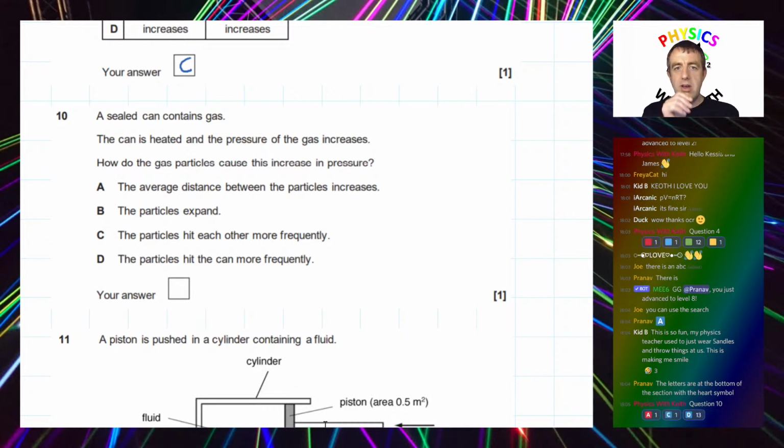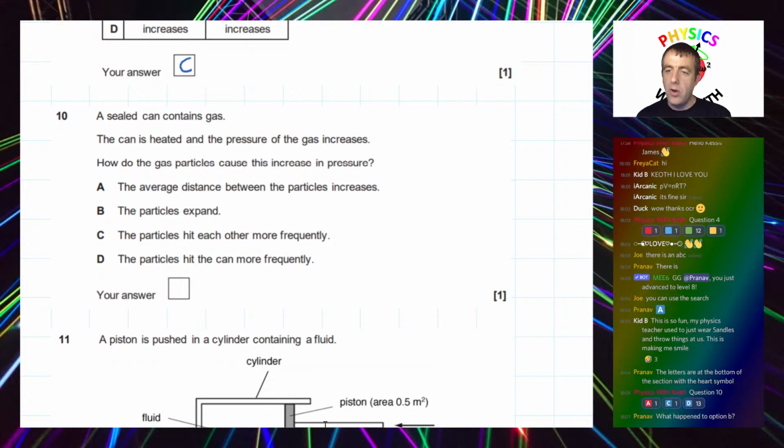But what we're talking about here is a sealed can. So this is a can that we're going to assume can't change its dimensions. It's the same volume. Sealed can, not a syringe or a plunger or anything like that. And it's heated up so the temperature increases, and the pressure of the gas increases. Yep, that sounds reasonable. But the volume we're saying is kept the same, and the quantity of gas.